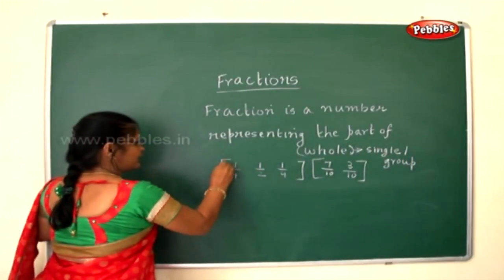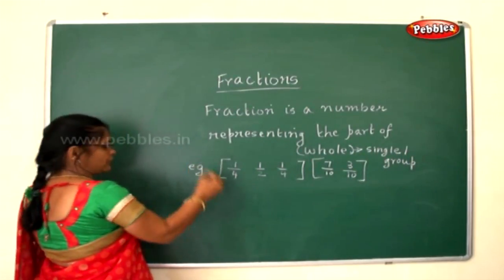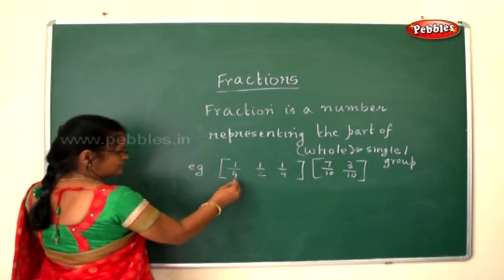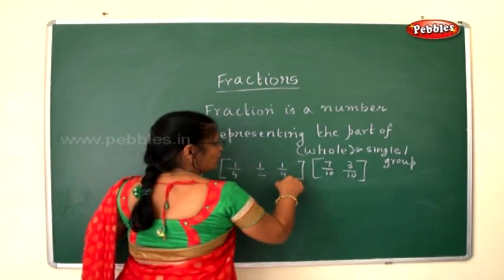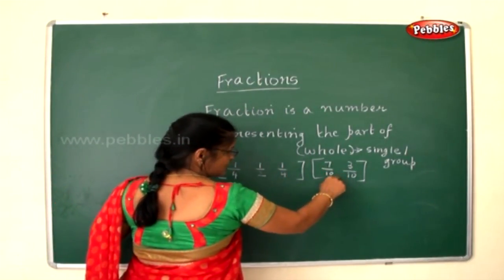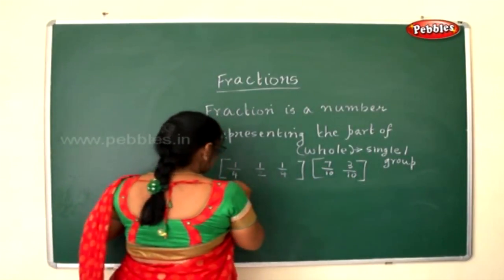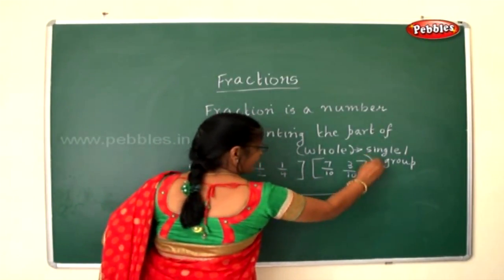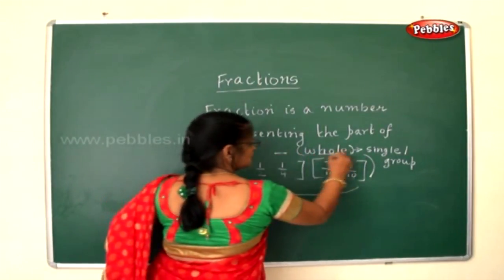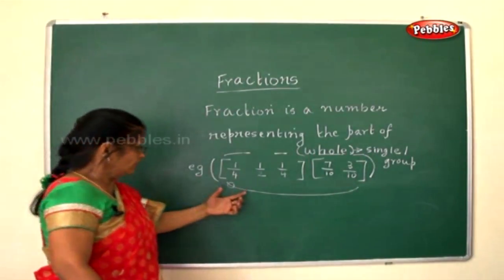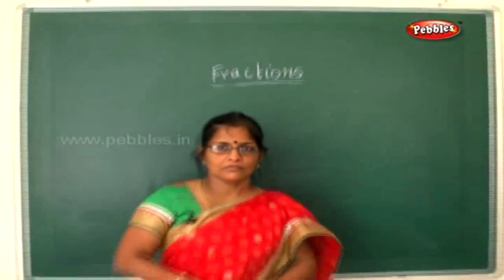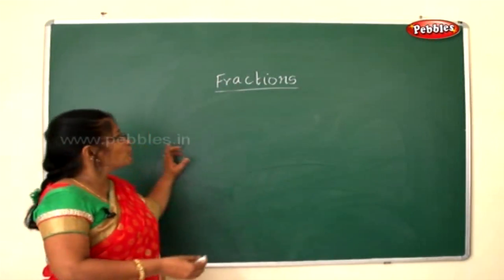So for example, I think I told you the activity, the coloring of the circles, 1 by 4, 1 by 2, 1 by 4, and the Gautam orphanage, the cutting of cakes, 7 by 10 and 3 by 10. So all this is what you call a fraction. Okay, you have understood what is a fraction.